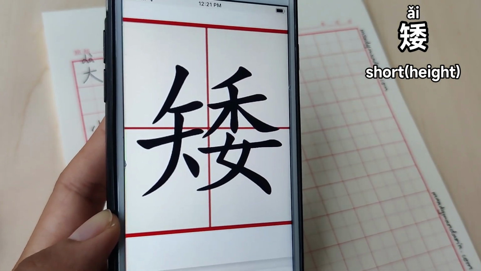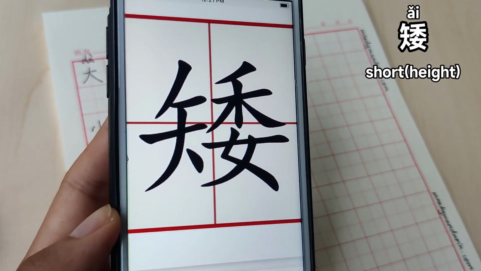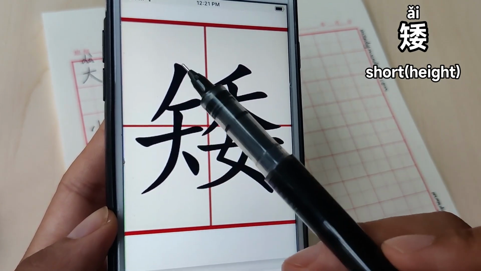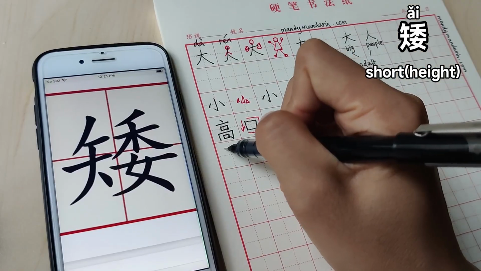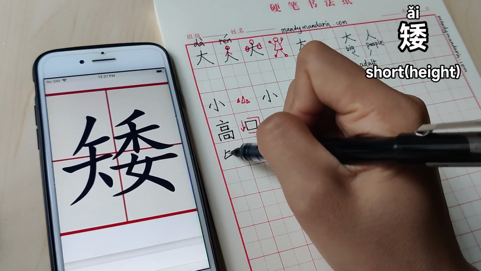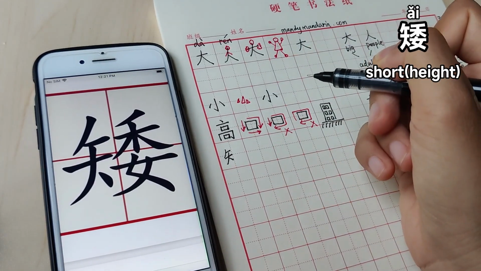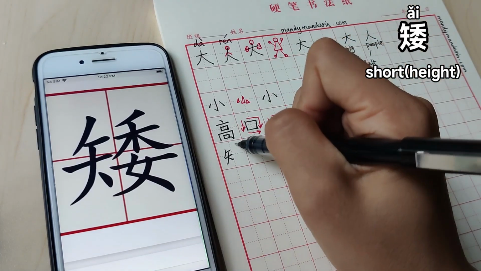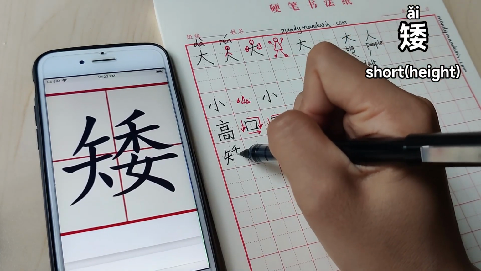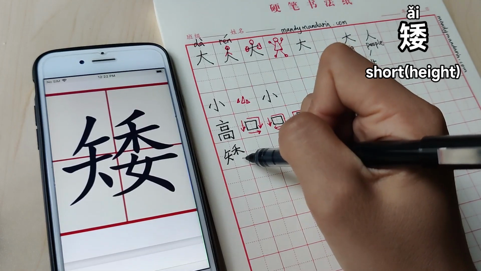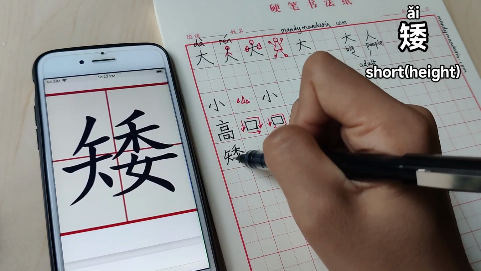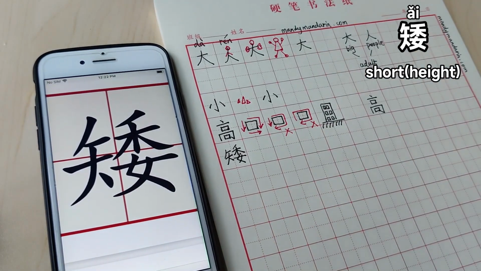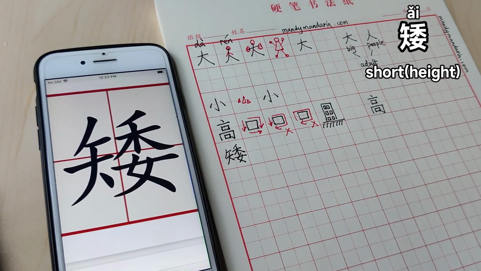矮, short. So look at this. We have the left structure and the right structure. Okay, 1, 2, 3, 4, 5. And then 1, 2, 3, 4, 5, 6, 7, 8. It's so complicated to write the 矮.